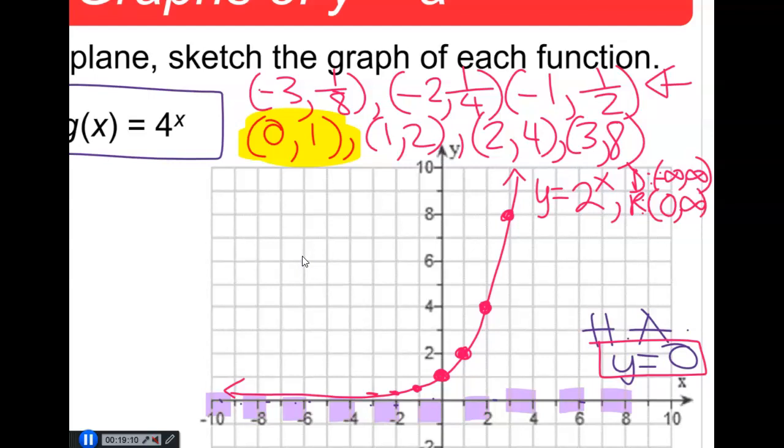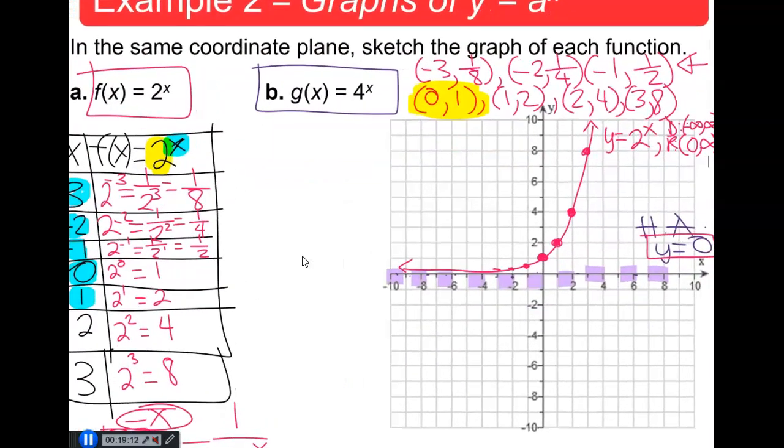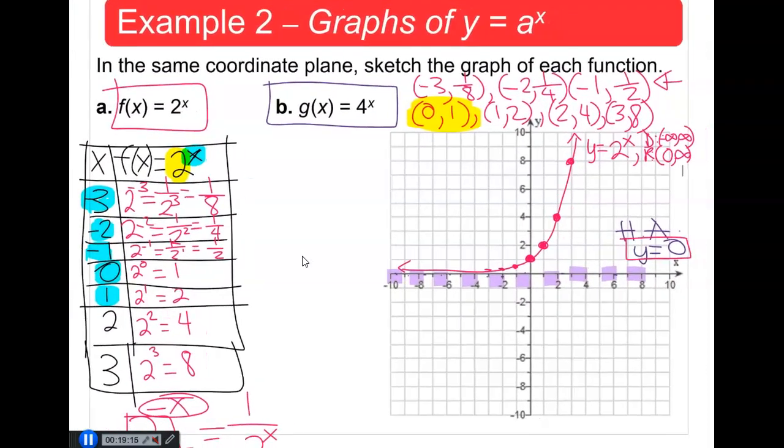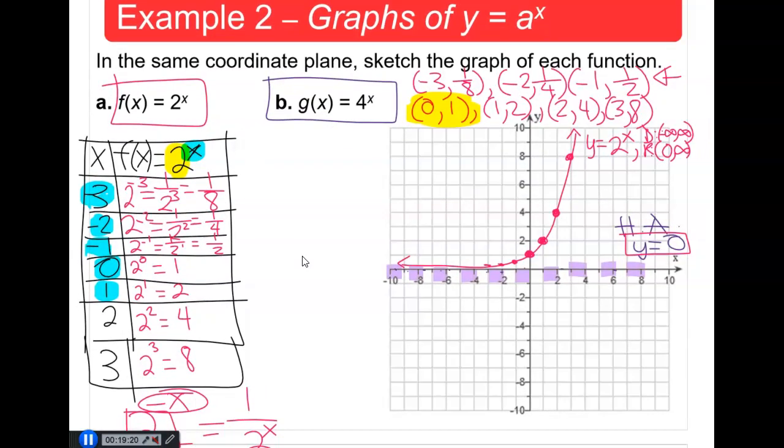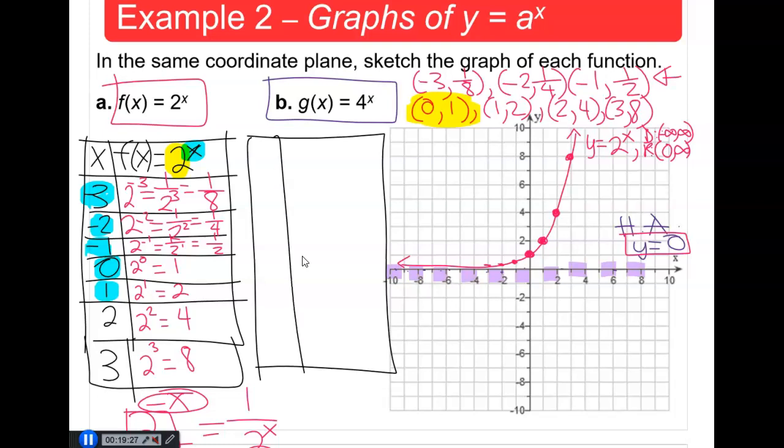Okay, now we're going to graph the other one, 4 to the power x. So let's go ahead and do the table for it. Okay, so we have x here, and here let's just start at -2. That will still be hard to graph, but okay. -1, 0, 1, 2.